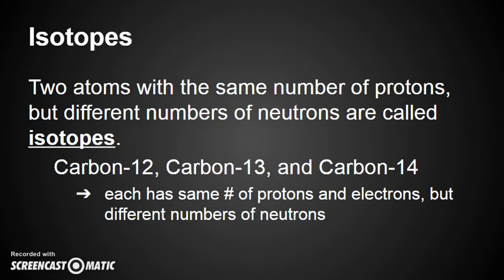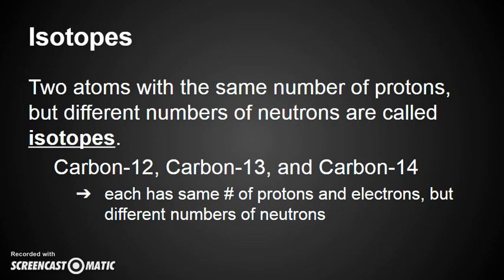The last one that we talked about there was an isotope. So 2 atoms with the same number of protons but a different number of neutrons are called isotopes. So we have carbon-12, carbon-13, and carbon-14. What that means is they're all carbon, they all have the same number of protons and the same number of electrons. We have no charge here, but they have different numbers of neutrons.